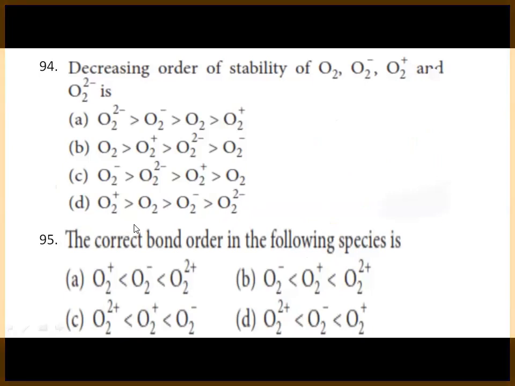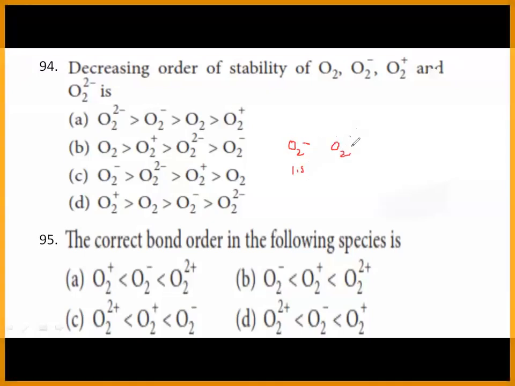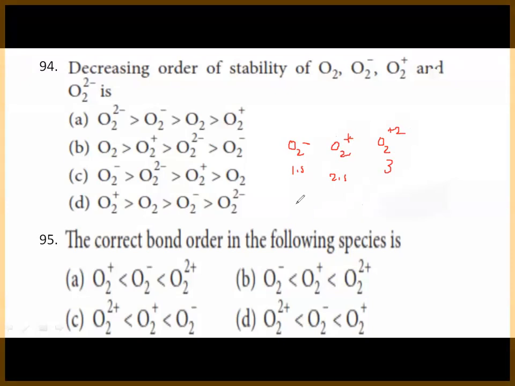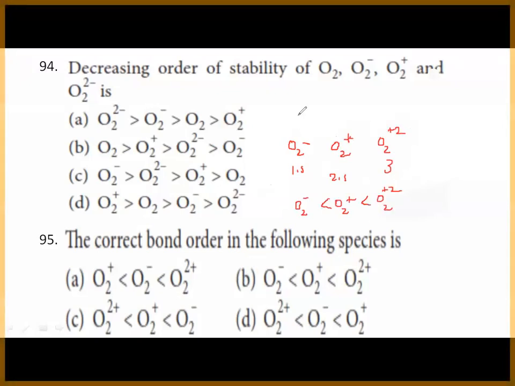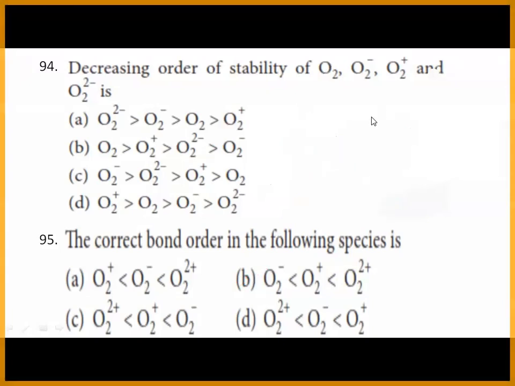The correct bond order, just now we have seen. What is the bond order in O2? O2 minus bond order is 1.5. O2 plus bond order is how much? 2.5. O2 plus 2, bond order is how much? It is 3, correct? So they have taken these species. Correct bond order in the following species, which is having least bond order? O2 minus. So least bond order is for O2 minus, then comes O2 plus, and then comes O2 plus 2, correct? So option B is the correct option.